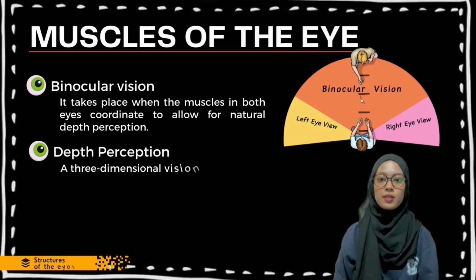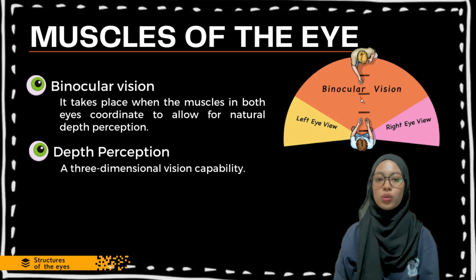Binocular vision takes place when the muscles in both eyes coordinate to allow for natural depth perception. The prefix bin- here means two. Ocul is the word root for eye, and -ar is the suffix for pertaining to. Lastly, with depth perception, you can perceive distant objects using your visual system, and perceive things in 3 dimensions.